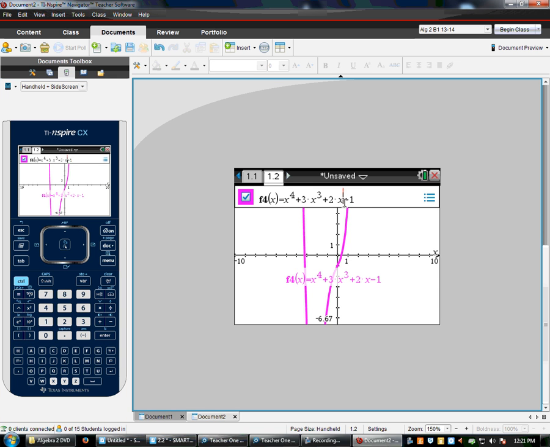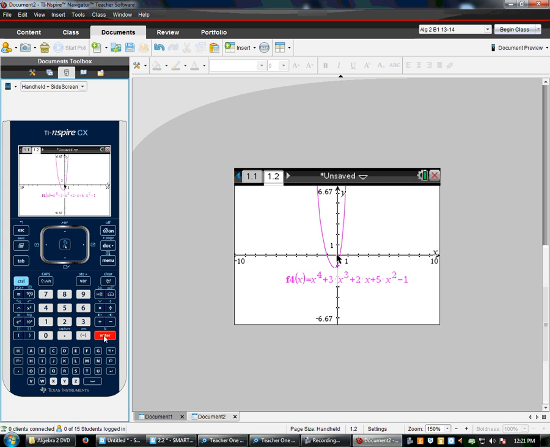Let me add in, let's say, a plus 5x squared term. Well, you didn't do anything. Oh, there we go. That's still not what I'm looking for. Just playing around here.